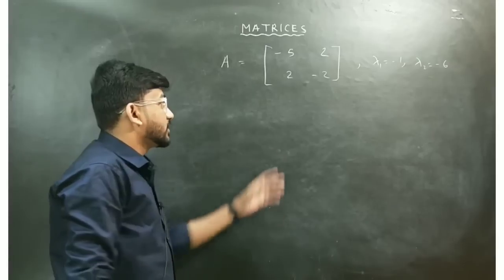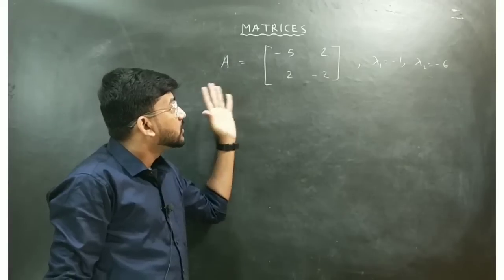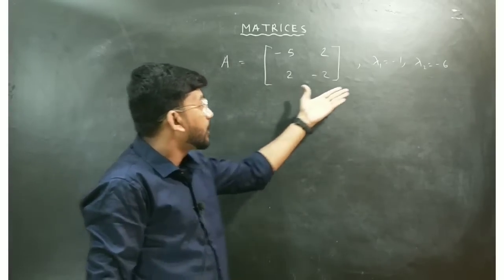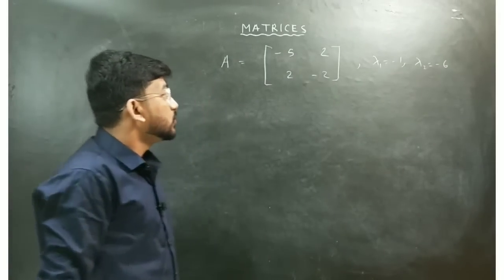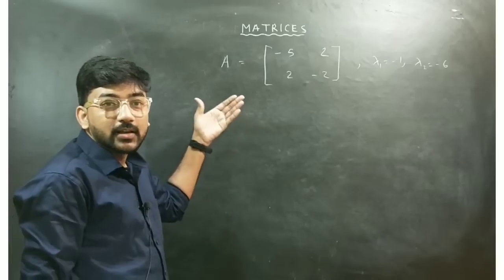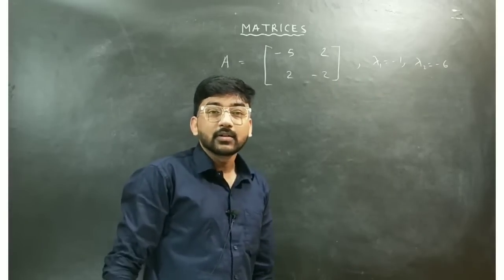And we used the characteristic equation, and we got a quadratic equation from where we found lambda 1 and lambda 2. Okay, so now we will discuss how to find the eigenvector for this matrix corresponding to the eigenvalues lambda 1 and lambda 2.